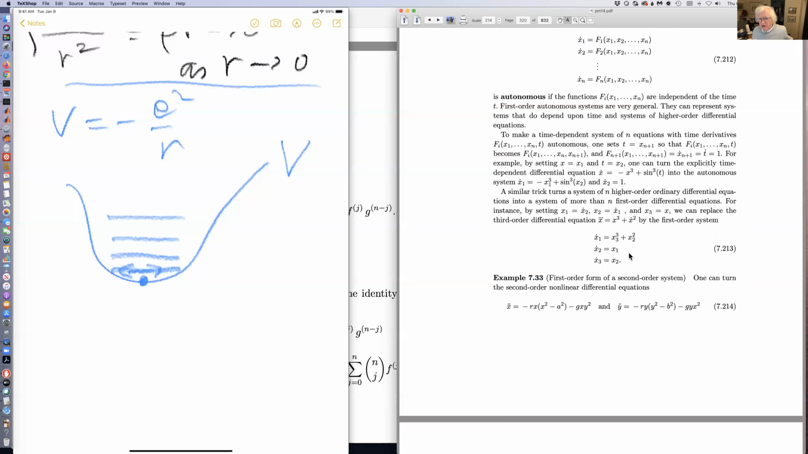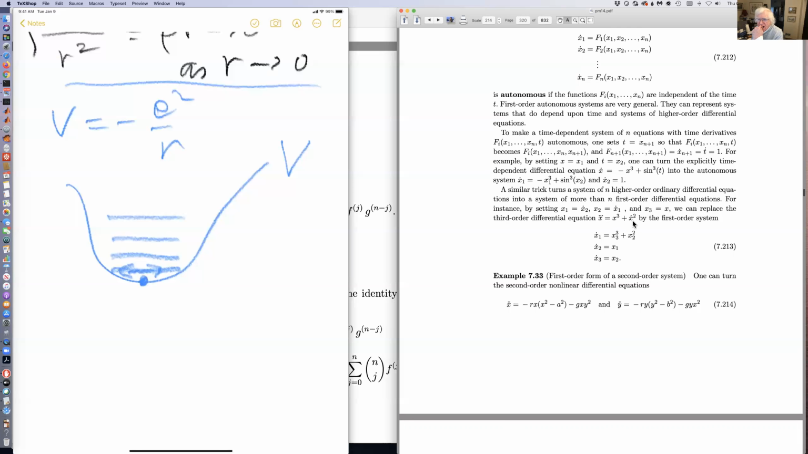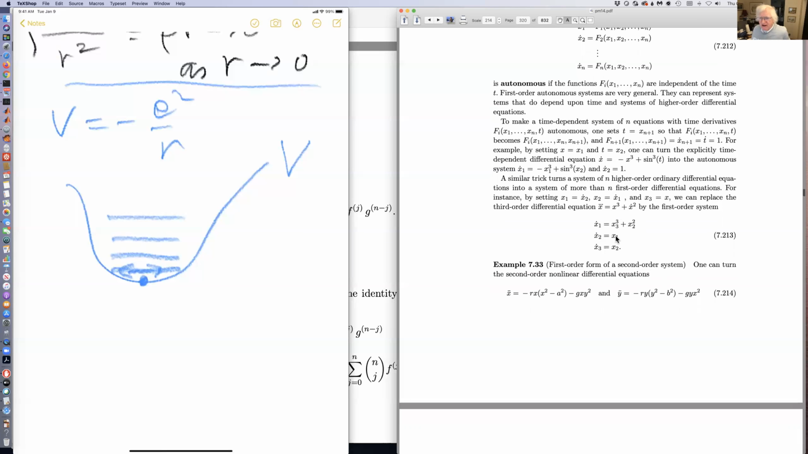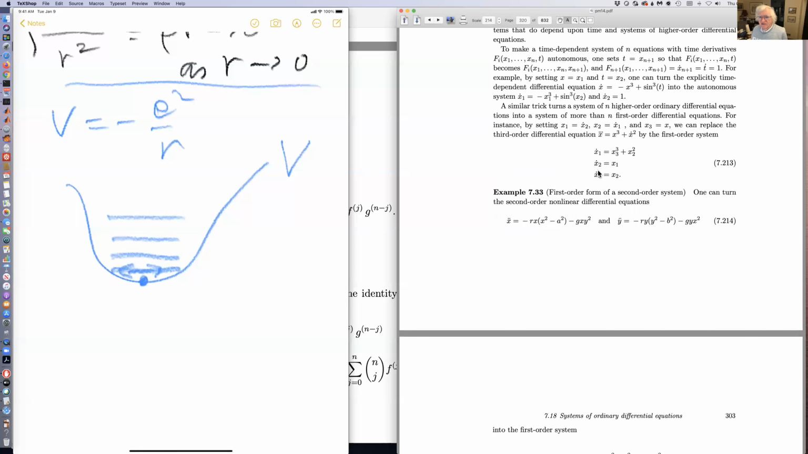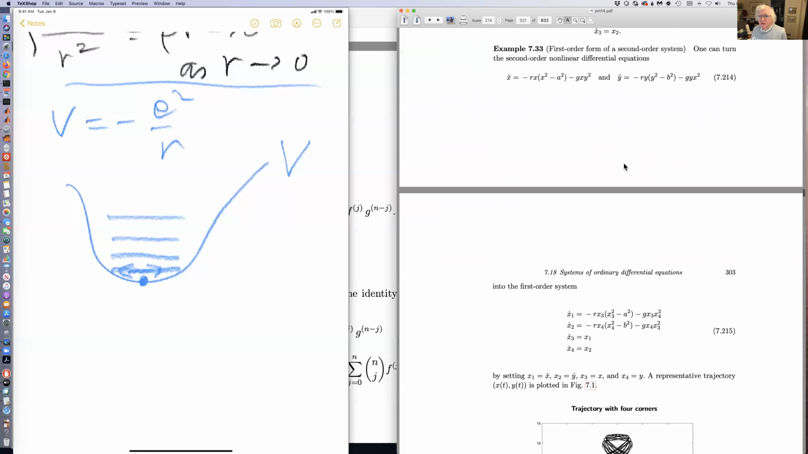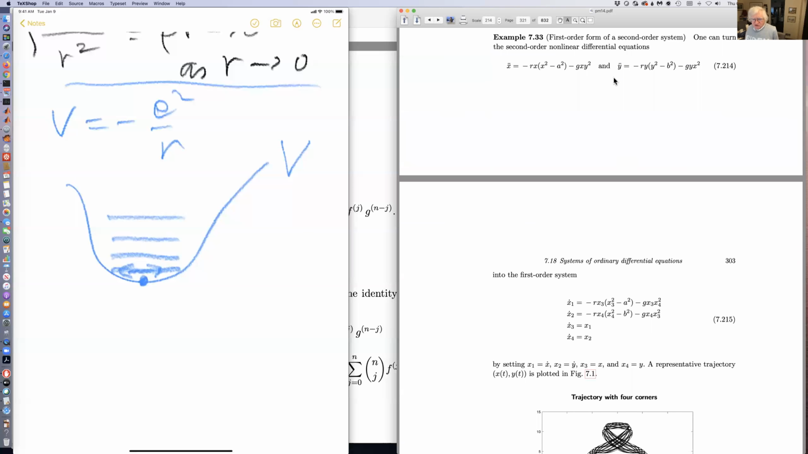Actually, I may have screwed this up. All right, look, let me think about that. There may be a typo or something here. I will fix this and send you an email about it. Let's do it that way. Here's an example, which I hope is correct.